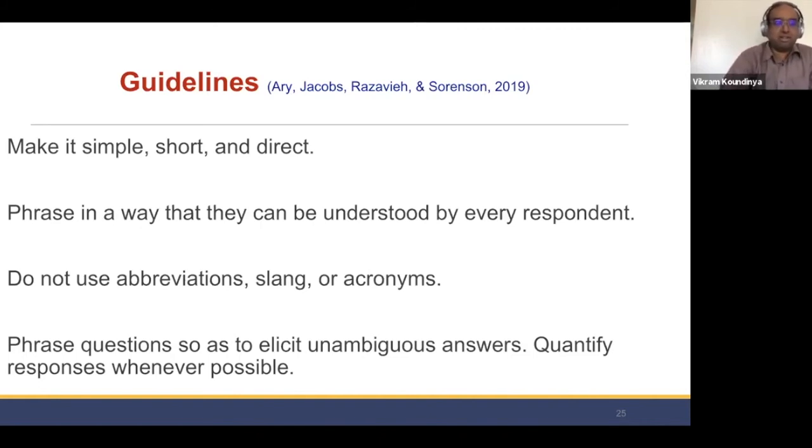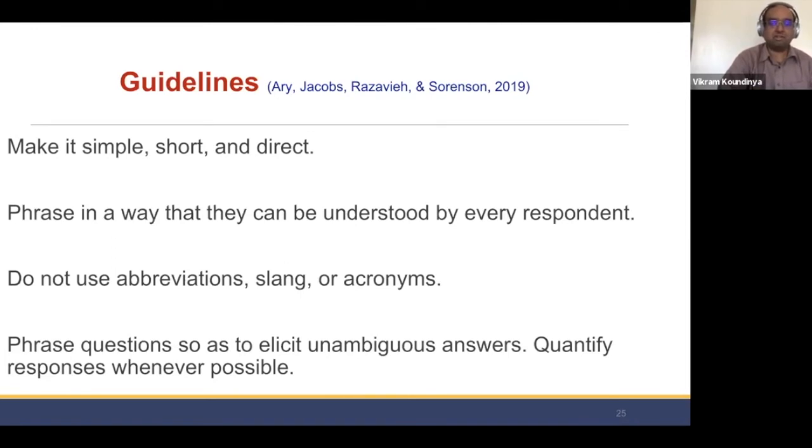The first guideline is to make the survey question as simple as you can state it, short and direct. Be very specific. If you ask about a particular practice or a particular outcome, be very specific about what aspect within that outcome you are asking. We'll see the examples when we do the activity.